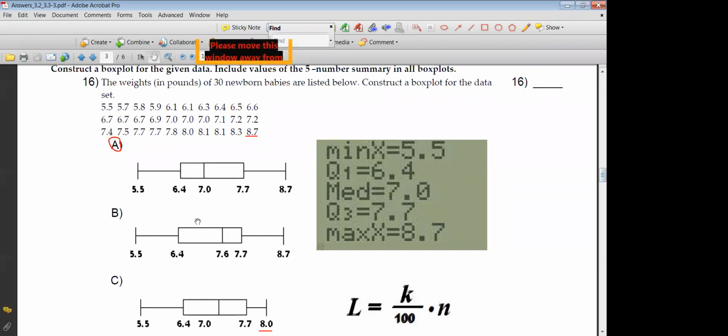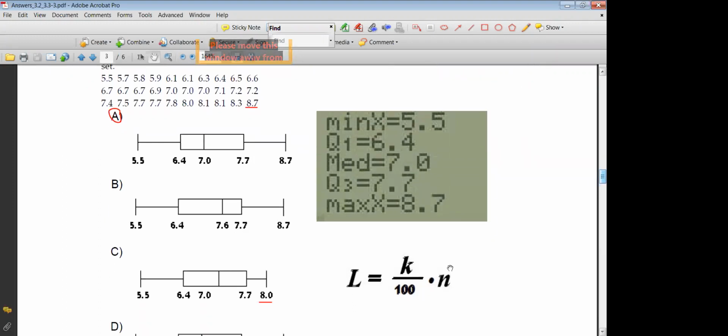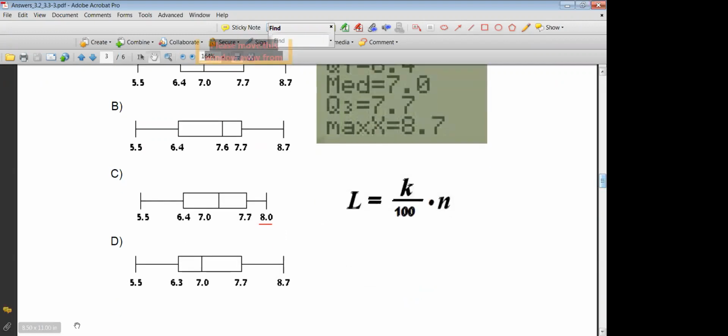It gives you a 5-number summary: the low number on the bottom, to the left, and the high number on the top. It gives you quartile 1, the median, which is quartile 2, and quartile 3. It's called a 5-number summary. As I scan this, I notice my big number is 8.7. This one has 8.0, so it can't be letter C. All the remaining ones have the right smallest number and the right largest number.